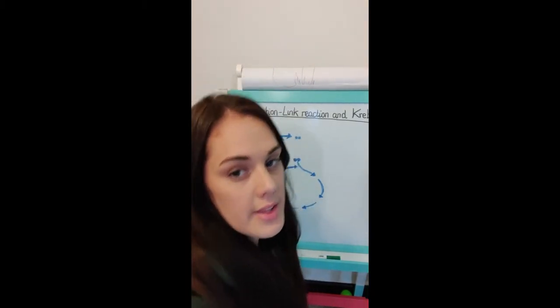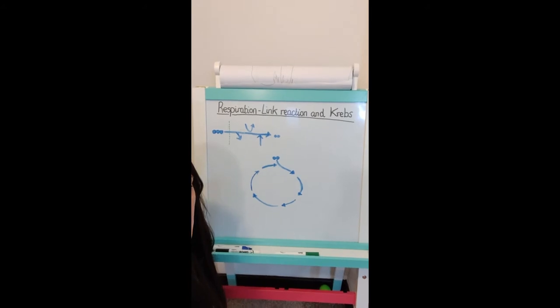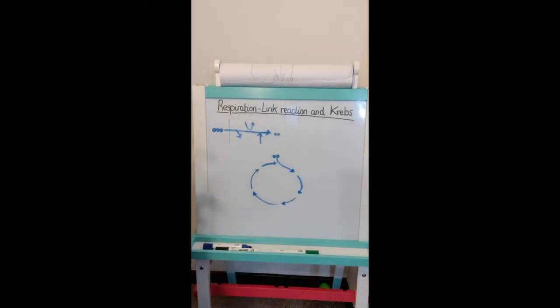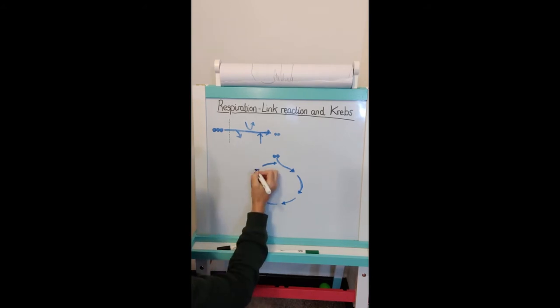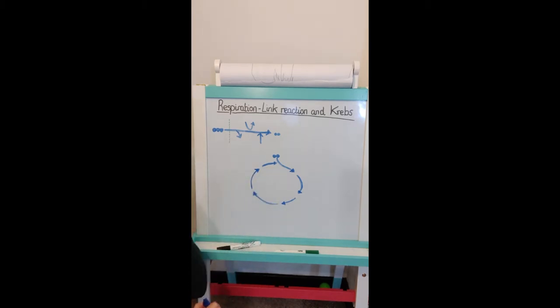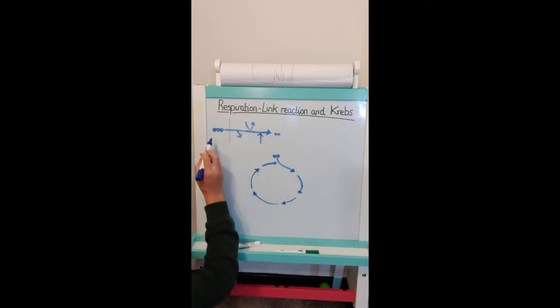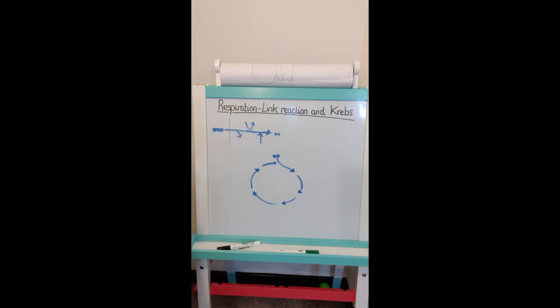Okay, so the link reaction does exactly what it says. It links the glycolysis pathway to the Krebs cycle. And it's just a little bit in between. Because glycolysis takes place in the cytoplasm of the cell, the first part of the link reaction is just acknowledging that it brings the reaction and the pathway into the mitochondria. So first of all, we're entering the mitochondrial matrix.